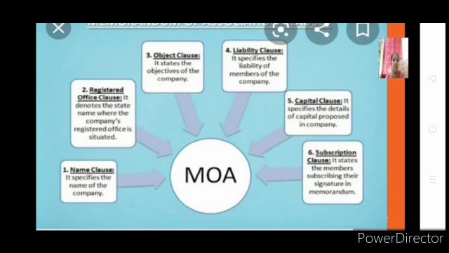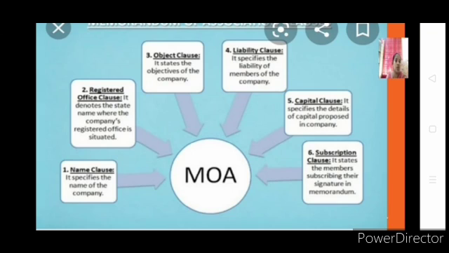It denotes the state name where the company's registered office is situated. This is a clause that clearly states which state the company belongs to. If you are registering your company in Karnataka, your registered office should exist in Karnataka, and your branches can be in any state of our country. Are you getting that?